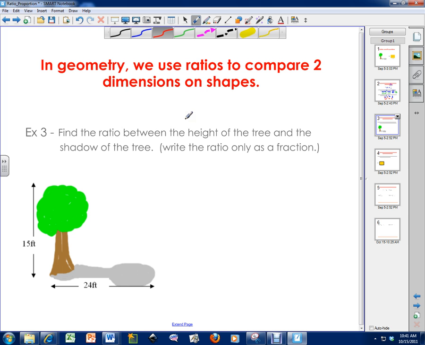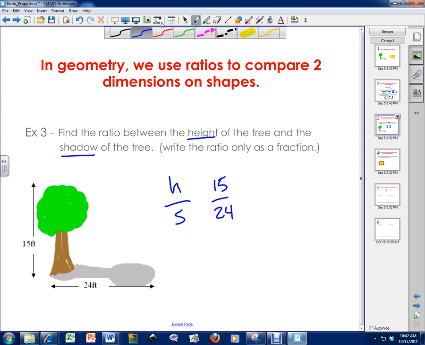But I'm a geometry teacher, and in geometry we use ratios to compare two dimensions on shapes. So we're going to apply this a little bit more towards my classroom setting. It says find the ratio between the height of a tree and the shadow of the tree. We're comparing the height to the shadow here. So I'm going to put an H for height, an S for shadow. And what is the height of the tree here? Well, we have 15. And the shadow here is 24. So this is how I would compare two dimensions to apply towards geometry.